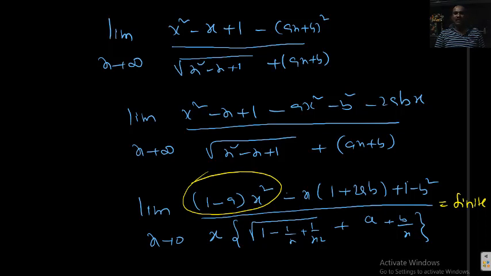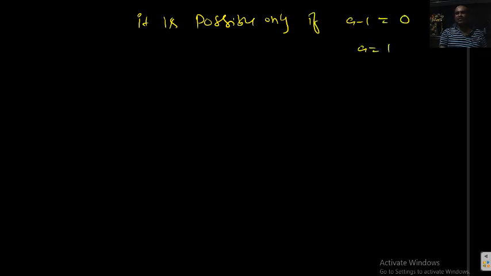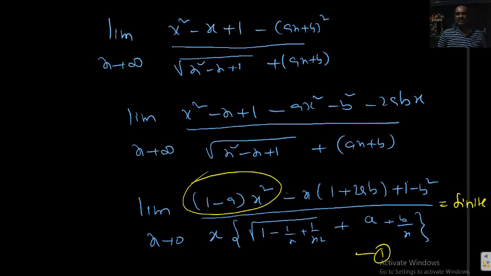What value makes it happen? A equal to 1. Directly I said a equal to 1. If a equal to 1, the x square term will vanish. The numerator is first degree, the denominator first degree. Then you can find the limiting value. Okay, I will write that. It is possible only if a minus 1 equal to 0, or a equal to 1. Okay, so I can say this first result.